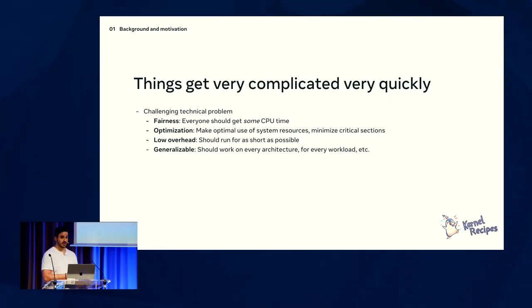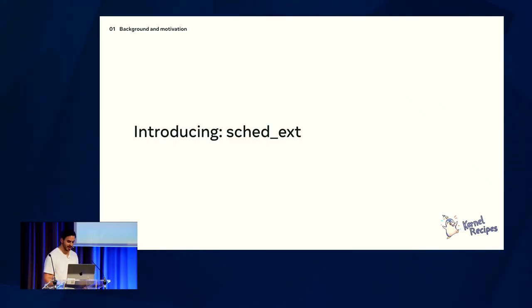Schedulers have to worry about fairness, so everybody should get some proportion of CPU. The scheduler has to make optimal scheduling decisions. If you run a thread on CPU 0, it might have been a better idea to run it on CPU 2 for better cache locality, for example, or maybe one of the threads needed the CPU before the other one. The scheduler has to have low overhead, so it can't spend a ton of time making a decision. It has to be quick so that it doesn't take up too much time. And in general, not always, you want it to be generalizable. The policy that you choose should apply on multiple architectures for multiple workloads. Those are some of the challenges which make it difficult.